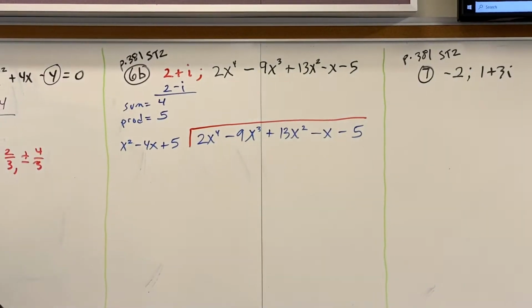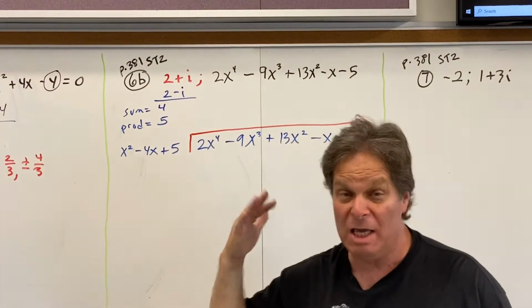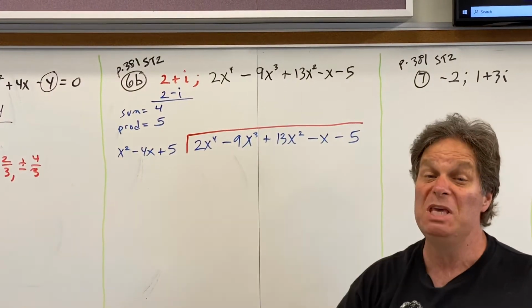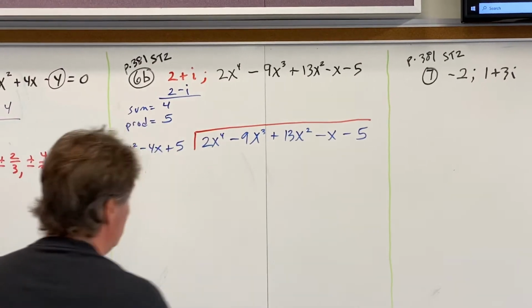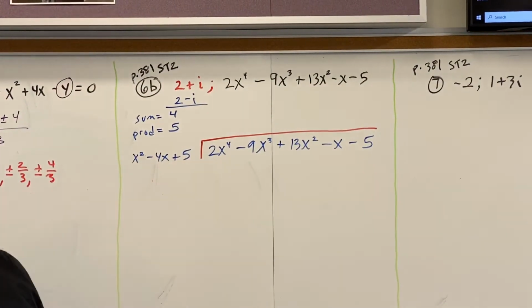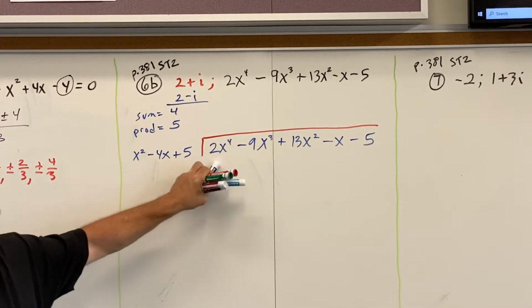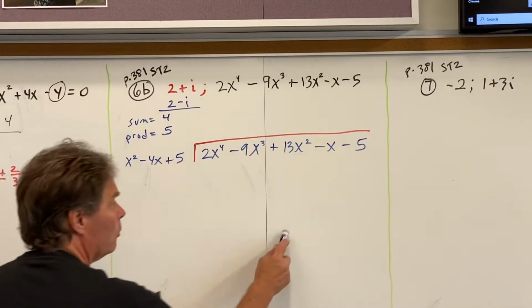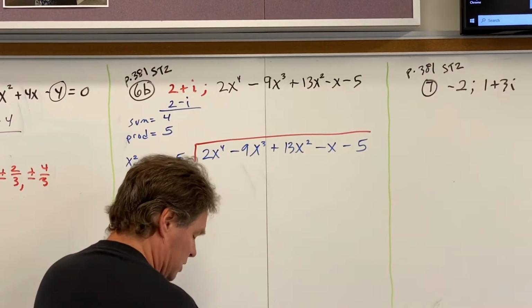Now, just long division. What am I expecting my remainder to be? It better be 0. If it's not 0, there's a problem. Okay, so let's see. What does it take to turn x squared into 2x to the 4th? Well, it's going to take a 2 and an x squared, 2x squared. So I go right above this x squared term and put my 2x squared.